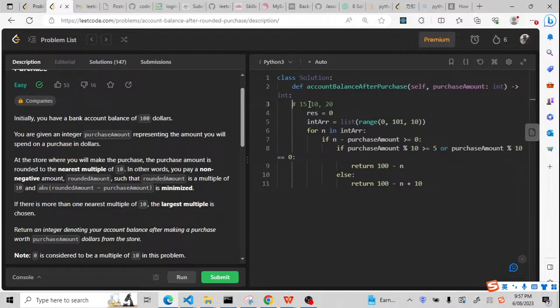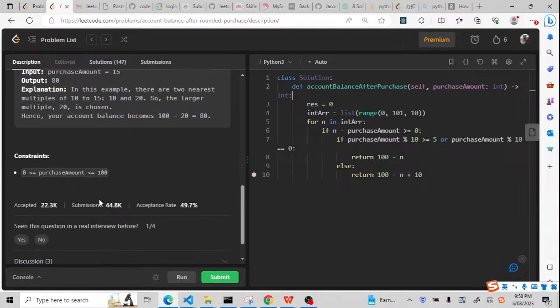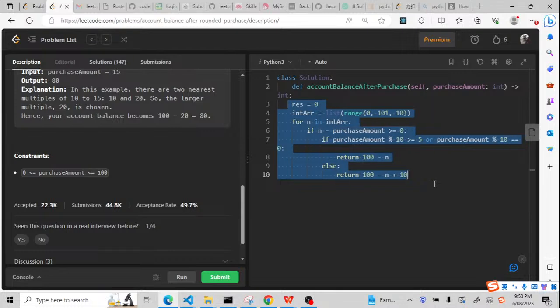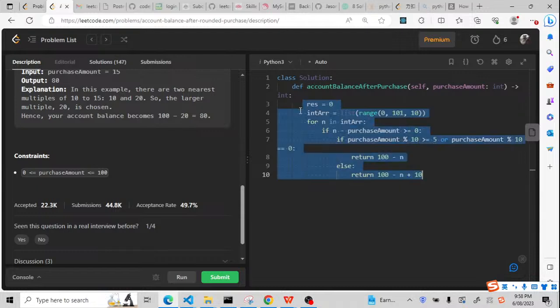According to that, I'm going to use a for loop because the numbers are from 0 to 100. I'm going to initialize the result from 0. And here I have an integer array. Inside it is 0 to 100. It is basically 0, 10, 20, until 100, because it can be one of my answers.